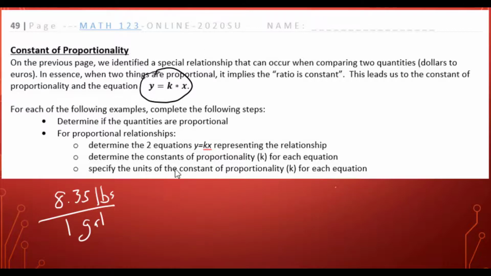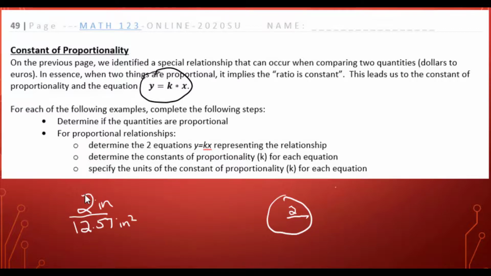Let's look at another one. So here's one. Water weighs 8.35 pounds per 1 gallon. So if I double the first quantity, which would make it 16.7 pounds, can I double the second quantity and make that 2 gallons? And the answer is yes. So the relationship pounds to gallons, you can form an equation of the form y equals kx. Okay, let's look at one more here.